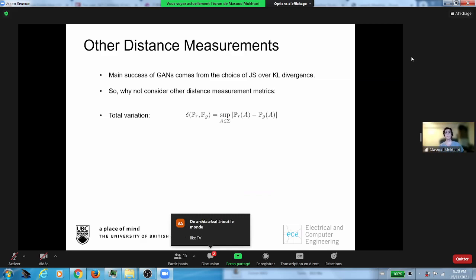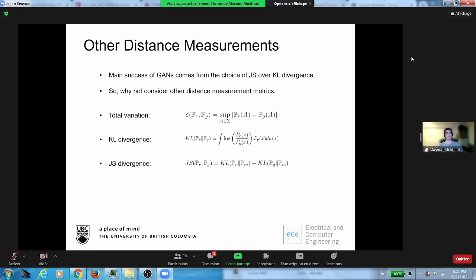Total variation is one of them, where you take the supremum, or to simplify it, the max, over a subset of the support of the real distribution minus the generator distribution, and you want to find the maximum here, or the supremum, and that would be the total variation. KL and JS, we've seen them before, so I'm not going to talk about them here. And then we have the earth mover or Wasserstein. And spoiler alert, that's what WGANs will be using, and we'll see why in a bit.